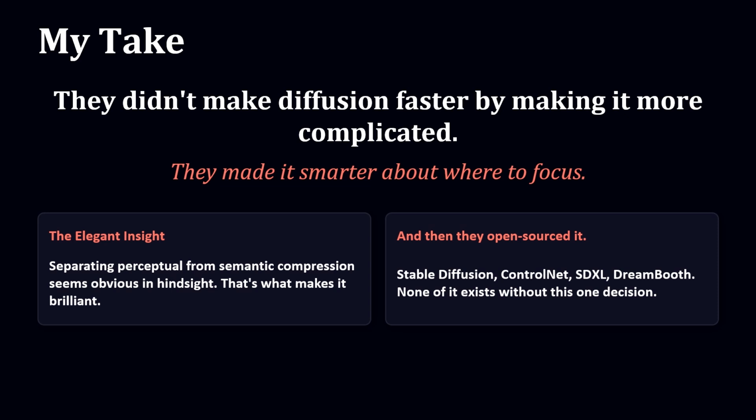They didn't make diffusion faster by making it more complicated. They just asked, where does the computer actually need to go? And then they open sourced it. Stable Diffusion, ControlNet, none of it exists without that one decision.